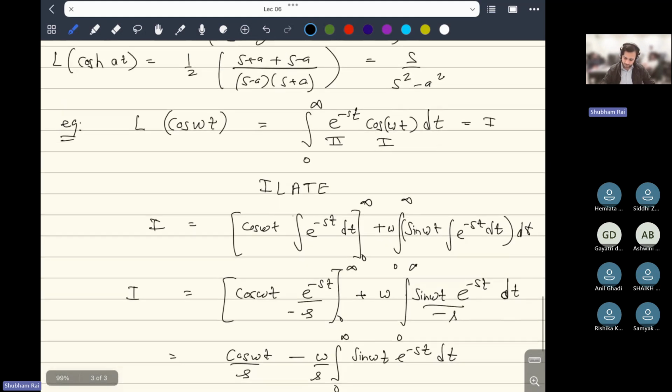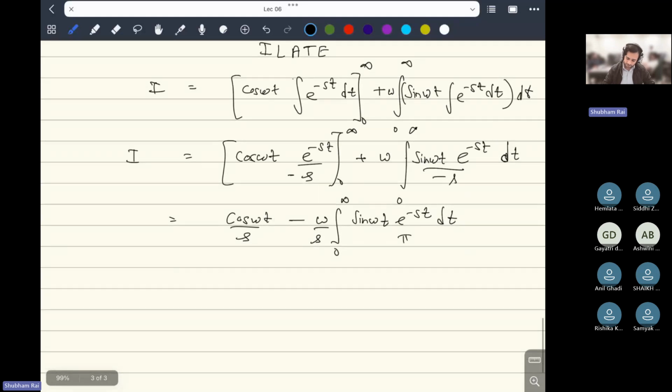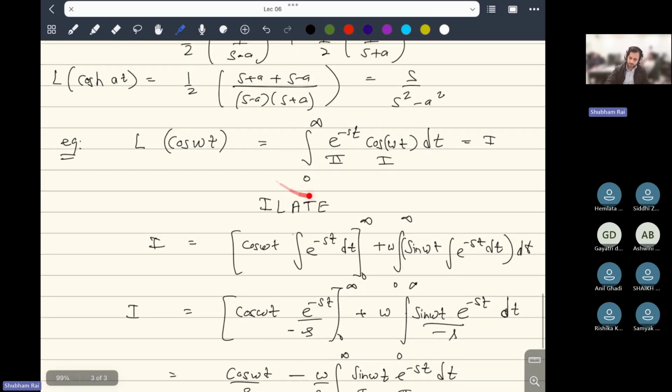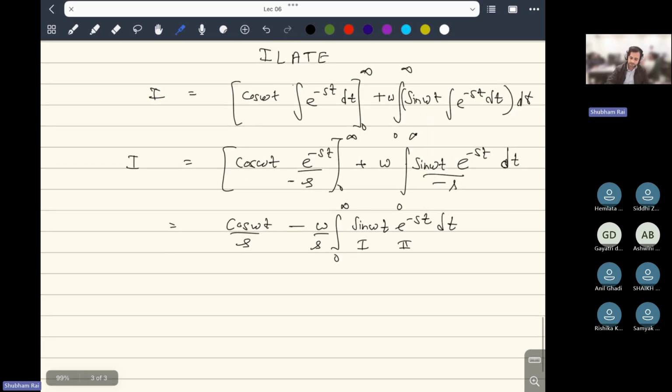So again, you will choose algebraic function as the second function and trigonometric function as the first function. Okay, so again, if you do it, you will get this same term again in the integral, and you shift that term to the left hand side and solve it. So finally, you will get this integral equal to s over s square plus omega square.